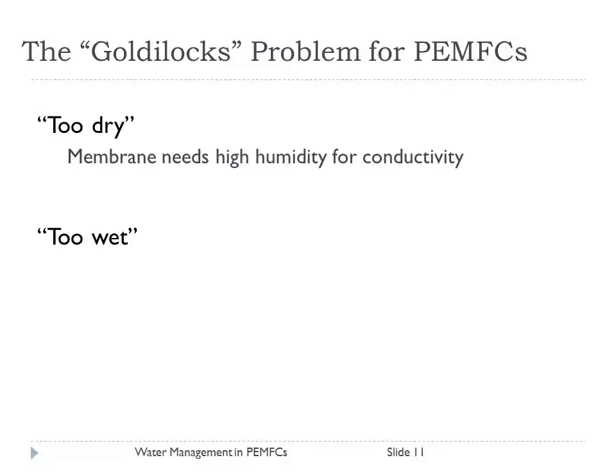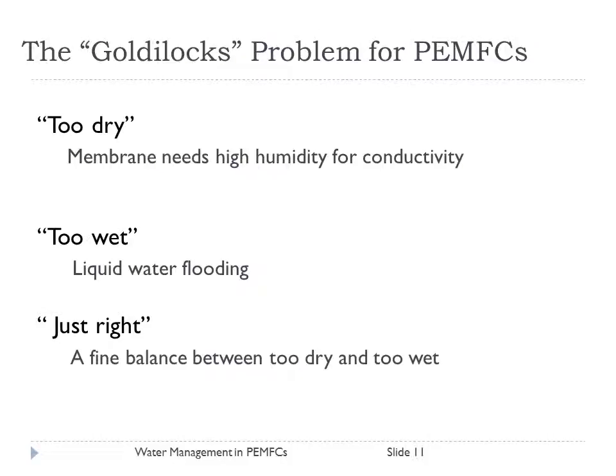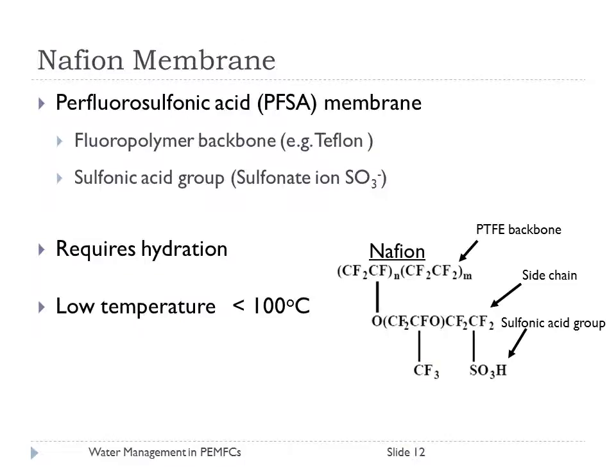So you can get to the point where the membrane's too dry. You can also get to the point where it's too wet, because if it gets too wet, then you're getting flooding into the channels, into the electrode. So there's going to be some kind of just right: you need enough water to get high conductivity in the membranes, but too much gives you flooding. So it's really kind of tricky, but we've largely figured out how to get the right balance.